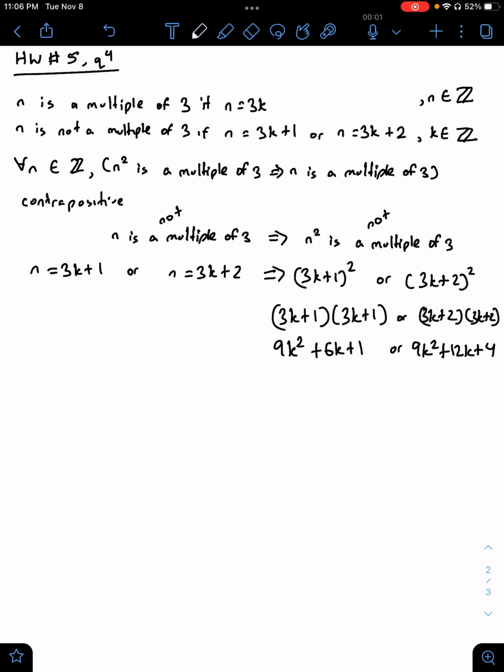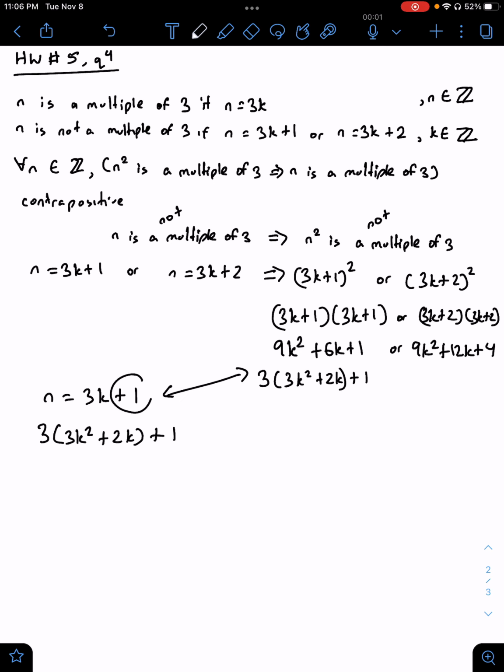So now, you just look at it, and then you realize you can factor out a 3, right? This can be 3 times (3k squared plus 2k) plus 1. And now, if you look at it, that has the same format as this, because 3k plus 1 can be written like that. Or basically just pattern matching. This k value is this expression. Now the 3 is just 3. So this is already done.